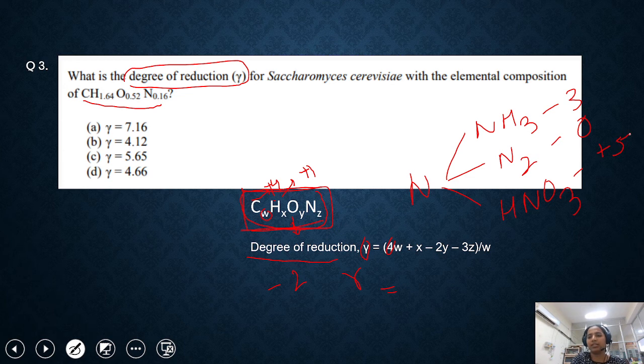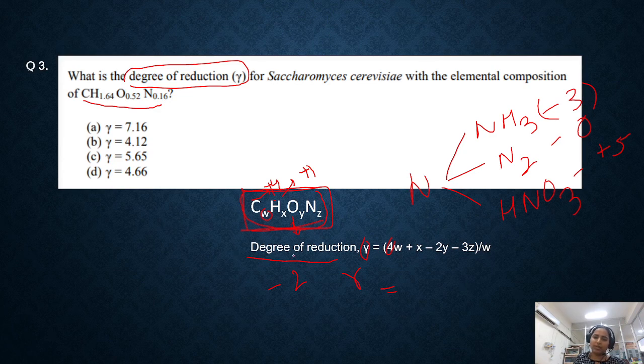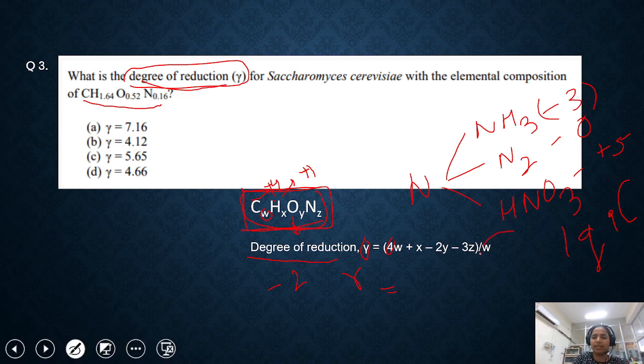Here it is -3. Okay, so in this way we found the degree of reduction, and this is divided by W, because we see this degree of reduction per gram and per element of carbon. So that's why we are dividing here with W. So now let's find the degree of reduction for this given compound.